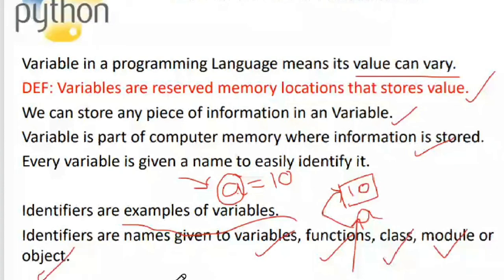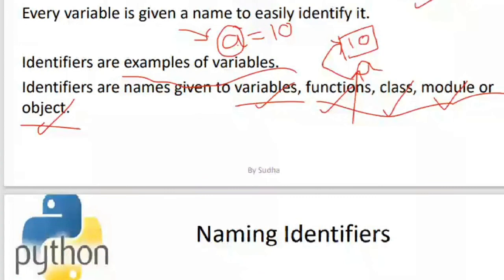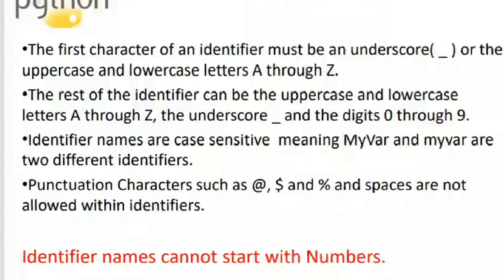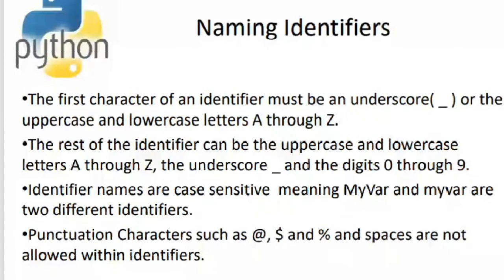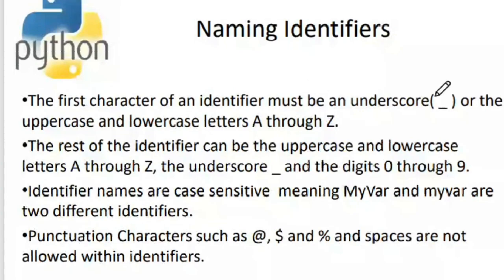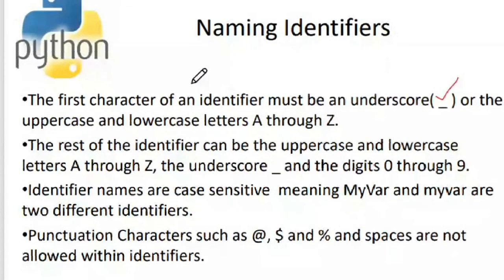The names that you give have to follow a certain syntax. There should be a naming convention, rules that you need to follow while giving names to an identifier. So let us look into how to name an identifier. The first character of an identifier can be an underscore or any letter from A to Z, uppercase or lowercase. Both are permitted, so uppercase letters, lowercase letters or an underscore are all permitted while giving a name to an identifier, which is a variable name.